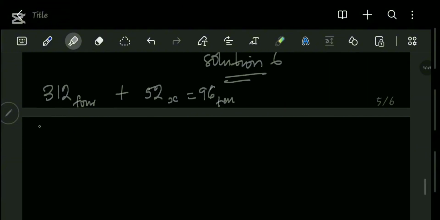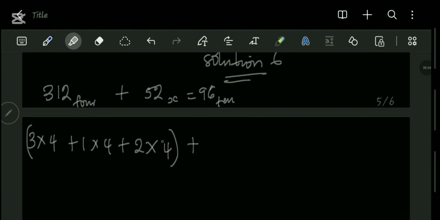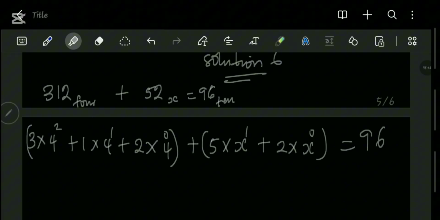So this part now will be 3 multiplied by 4 to the power 2, plus 1 multiplied by 4 to the power 1, plus 2 multiplied by 4 to the power 0. Then for this 52, that's a 5 times x, multiply each of them by the base, plus a 2 times x. So I have powers 0 and 1, and that's equal to 96. This is already in base 10, so I'm not converting that.